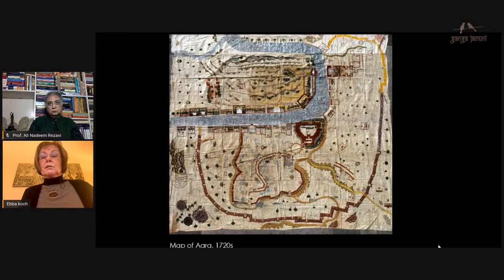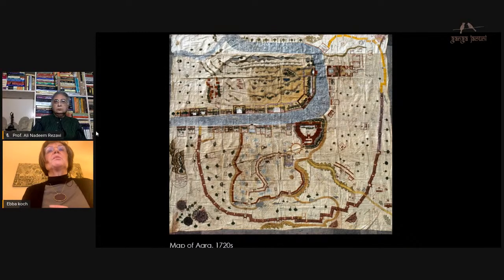So here you see the map. I wish I had a pointer, but I hope you can make out the river and the gardens on both sides. I used this map as a base for the reconstruction of Mughal Agra, which, as Professor Rizvi has mentioned, formed the first chapter of my book on the Taj Mahal.